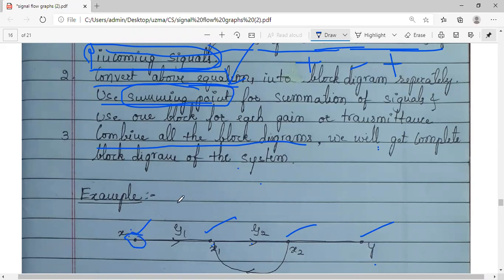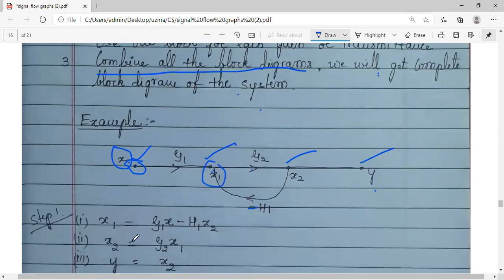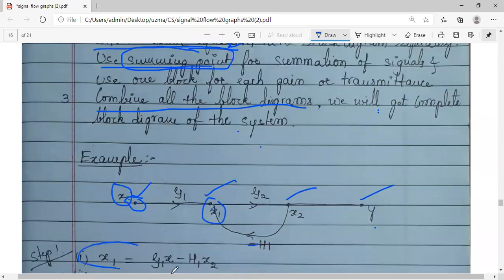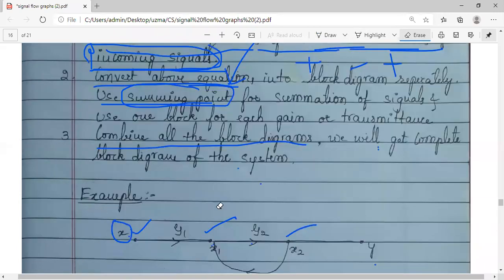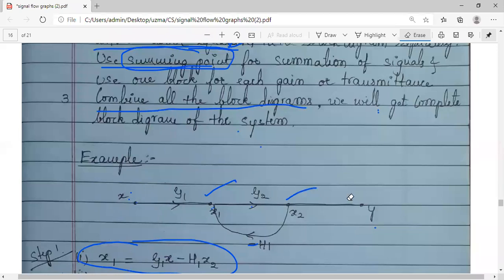Observe, from x the signal is outgoing, but there is no incoming signal for x. So I cannot write the equation for x. So I have to start with x1. You can see the first equation which I have written, it is for x1. Let's see how we can write the equation. Let me show you here.